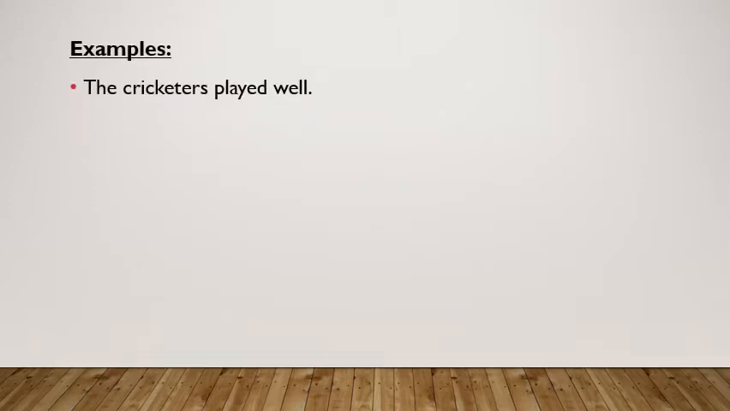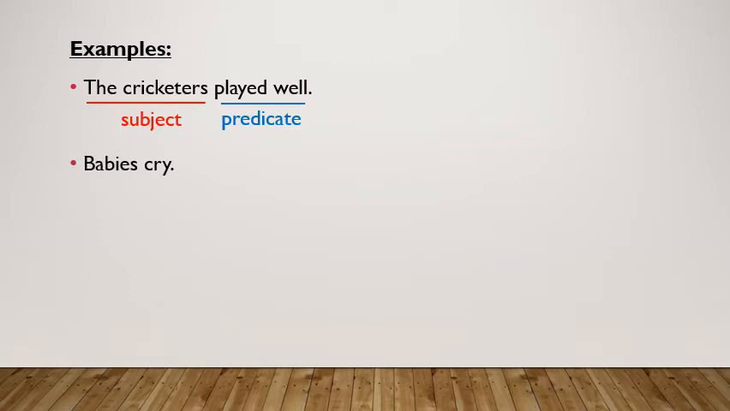Now let's have a look at few examples. The cricketers played well. So there's a trick to find out what is the subject. First, find out the verb. What is the verb here? What is the action which is being done? Played. So then ask this question. Who played? The cricketers, which becomes the subject, and played well becomes the predicate.